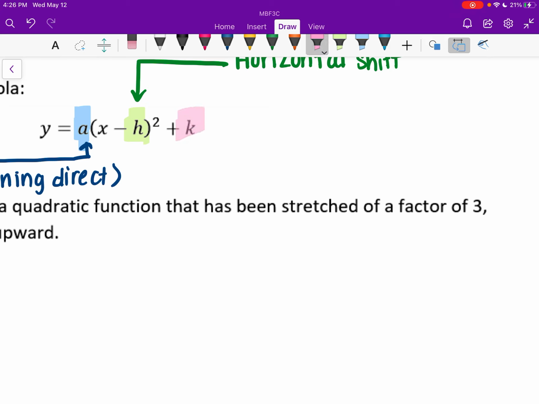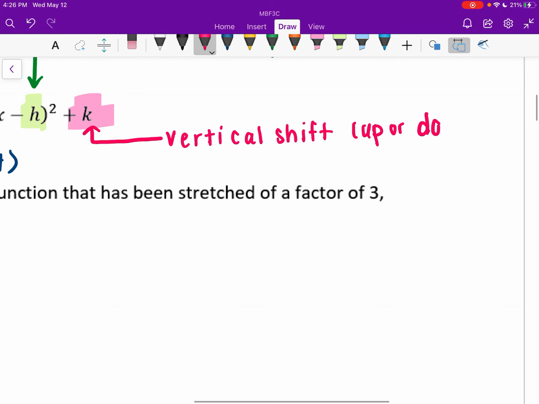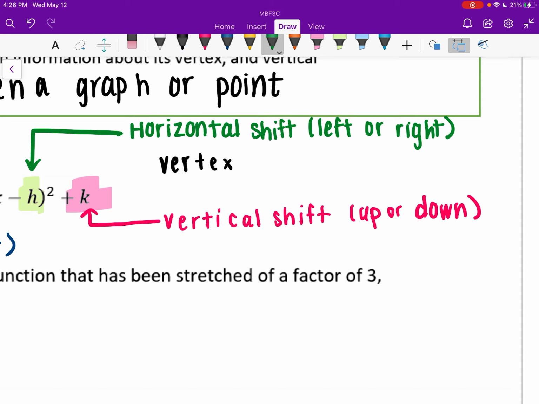And then last but not least, we have our k value, and our k value represents the vertical shift. This is how it moves up or down the vertical axis. So if I say something's translated up or translated down, that's the language you're going to use for that, and for horizontal, left or right. Another thing to remember, the vertex is (h, k).